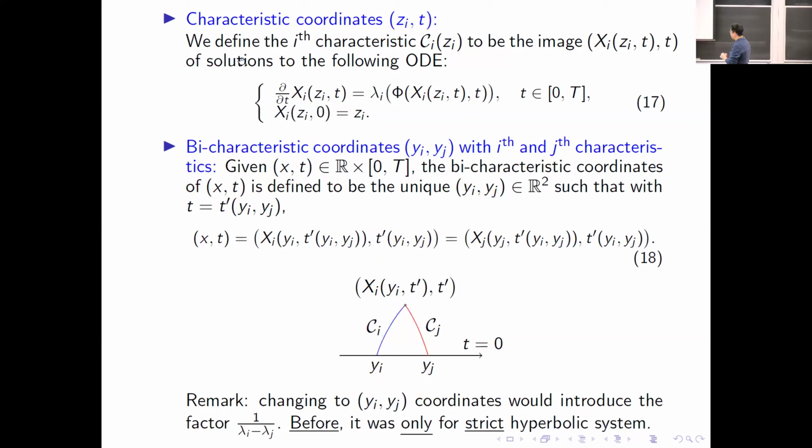This point has the coordinates Yi and Yj. But there is one catch: if you change between these two coordinates, going to the bicharacteristic coordinates, this usually involves a factor of 1 over lambda i minus lambda j. This is the reason why, before our work, bicharacteristics usually worked only for strictly hyperbolic systems, when lambda i and lambda j are not equal to each other. But for the cases we are facing here, lambda i and lambda j could be very close to each other. We need to overcome this difficulty. We will see on the next page how we overcome it.